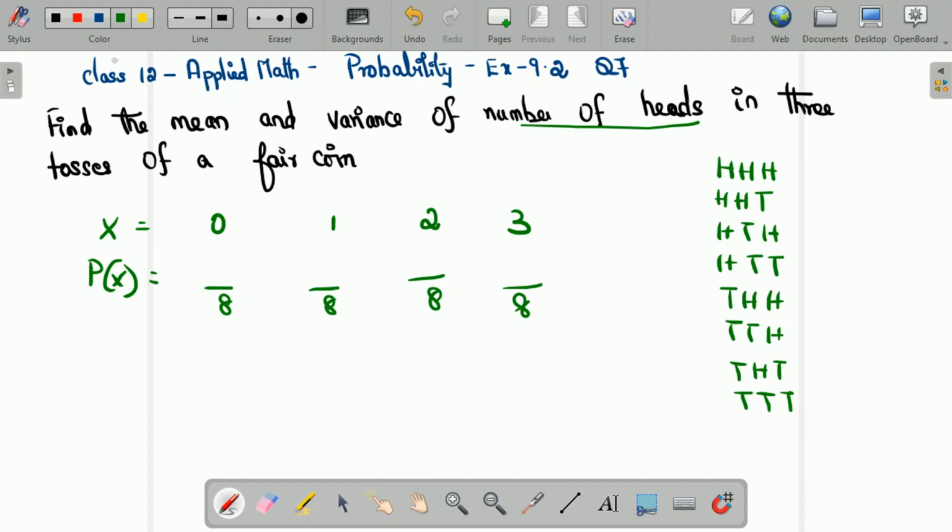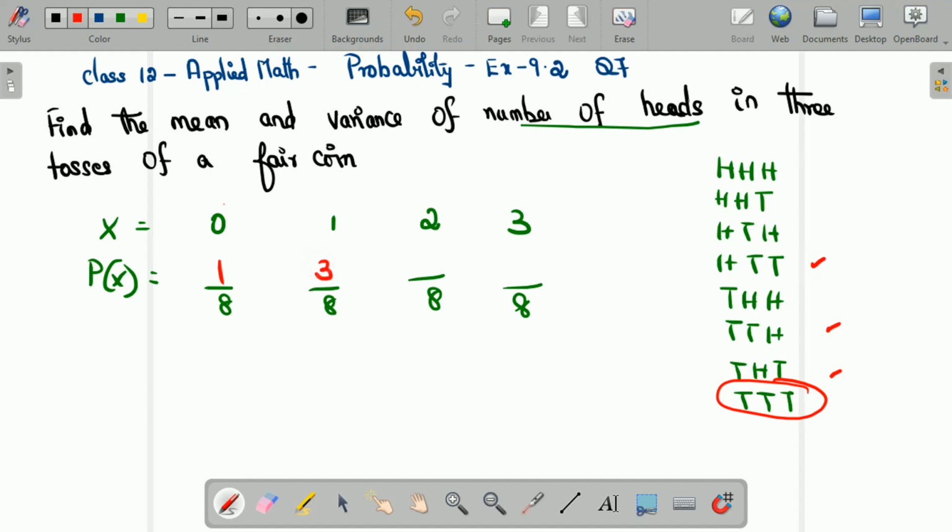Now let's track the favorable outcomes. No head coming means X is equal to 0. There is only one case for that, so this is 1 by 8. Now, there is going to be exactly 1 head. So let's count it. This is one possibility, this is one possibility, and this is another possibility.